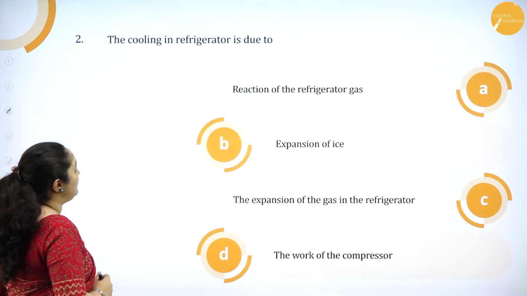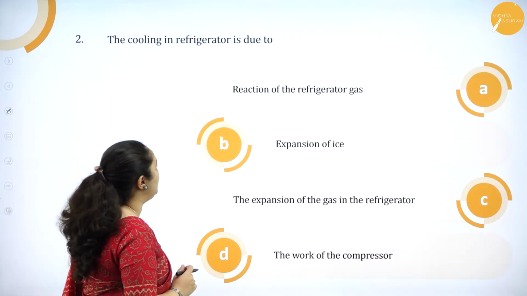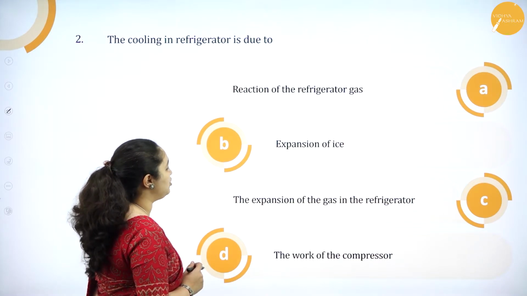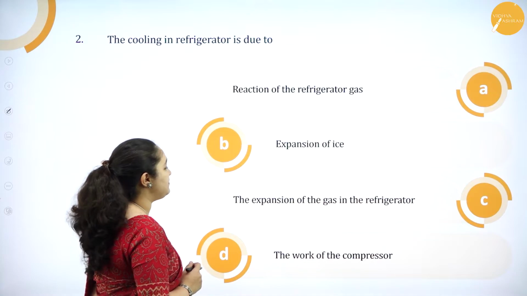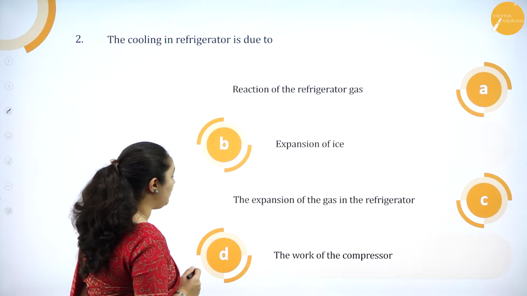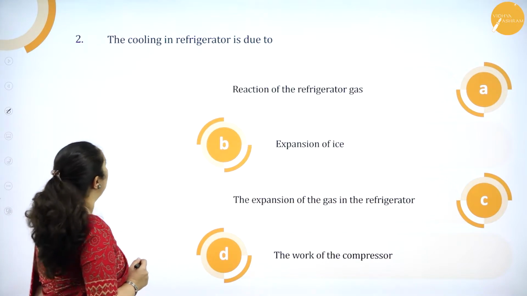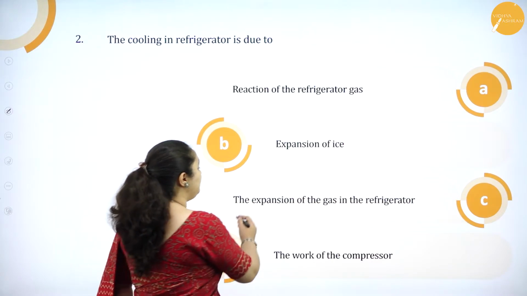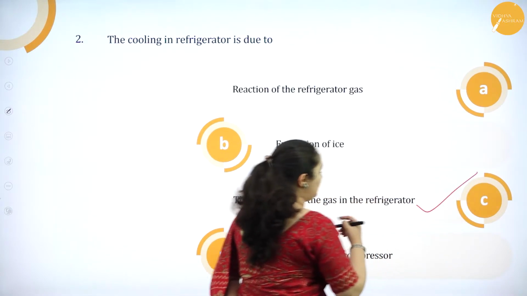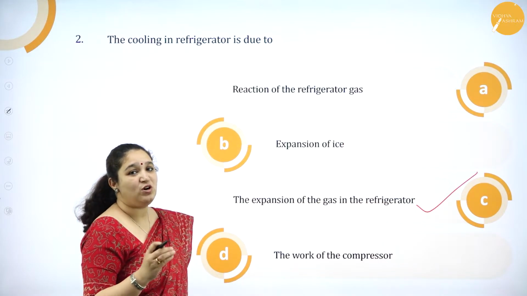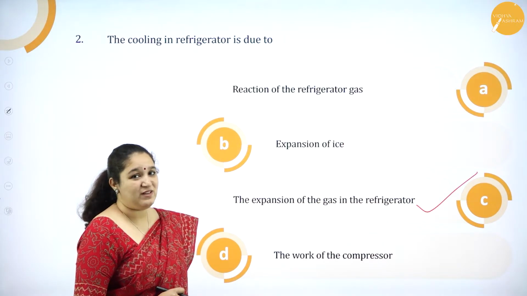The cooling in refrigerator is due to option A, reaction of the refrigerator gas, option B, expansion of ice, option C, expansion of gas in refrigerator, option D, the work of the compressor. So the cooling in refrigerator is basically due to expansion of the gas in the refrigerator. It is based on Joule-Thomson effect. So I hope you have understood.